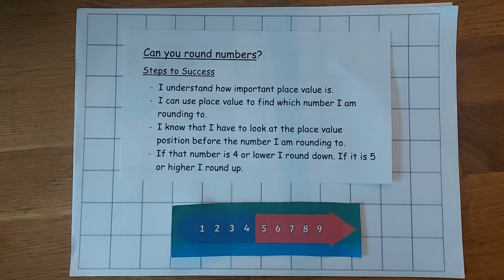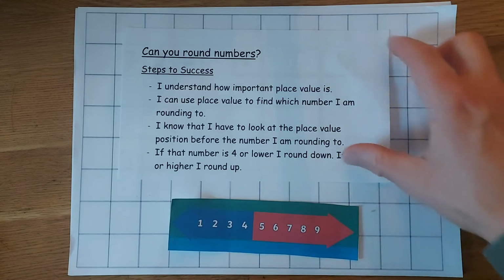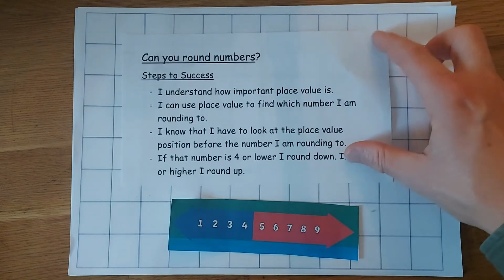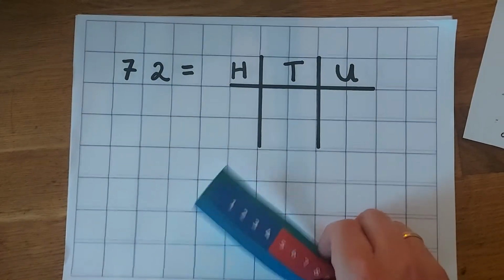I know that I have to look at the place value position before the number I'm rounding to. And again, I'll remind you about what that means. If the number is 4 or lower, I round down, so you round down to the 10 below. If it is 5 or higher, I round up. And we've got this little chart here to show you. So if it's 4 or lower, you'll round down. Right, I'm going to talk you through this now. Obviously, some of this won't make sense, but watching the video through, hopefully all of this will make sense, and I'll come back to it.